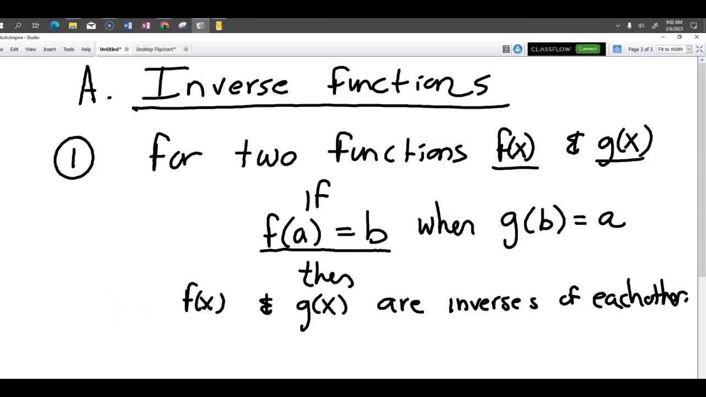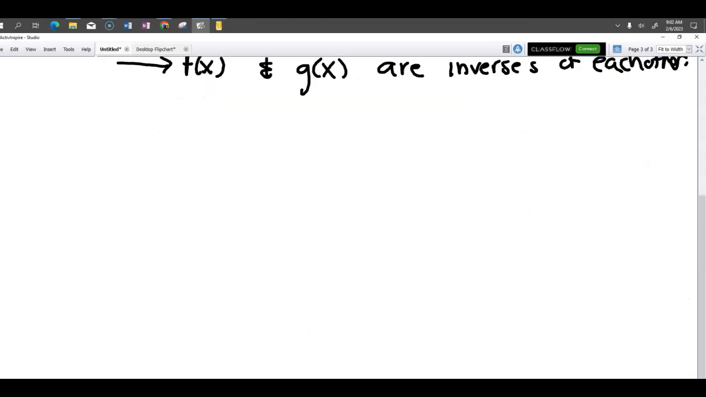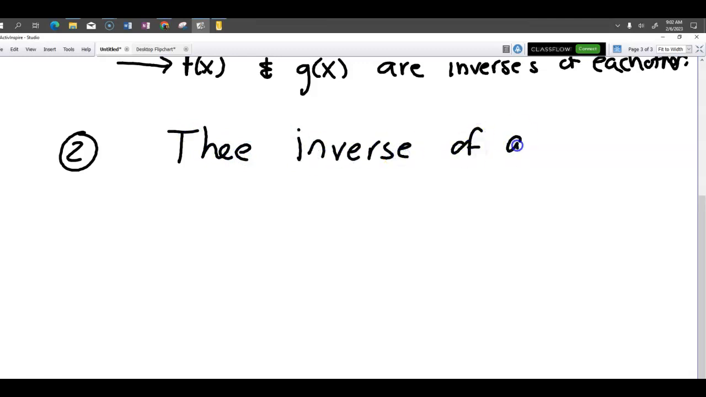So now, these two functions then have a special relationship, and since they have a special relationship, they're going to have a way of representing that they are that. Okay? So, let me show you guys what I mean by that. The inverse of a function, call it f of x, is written like this.